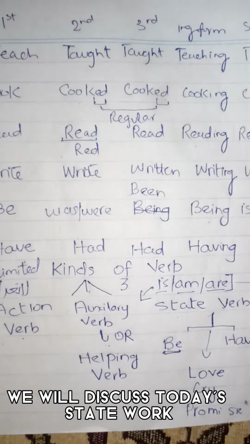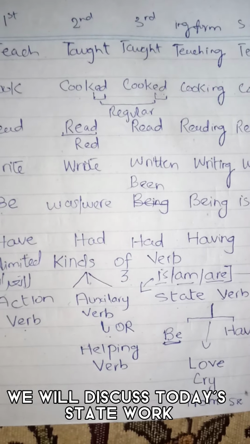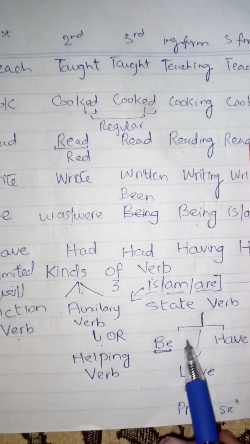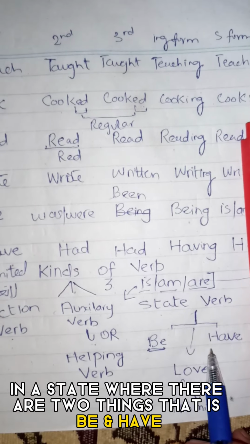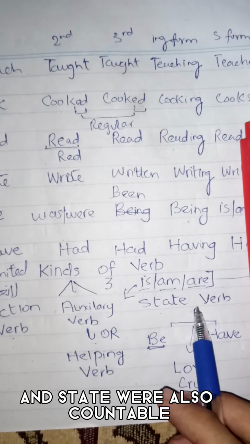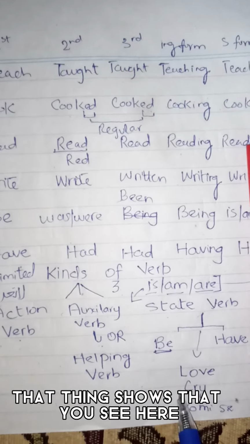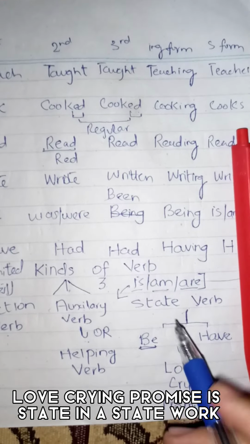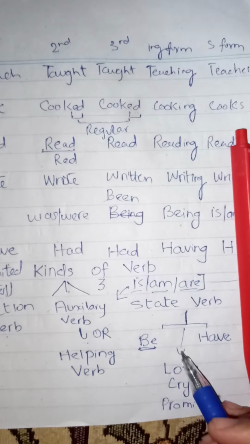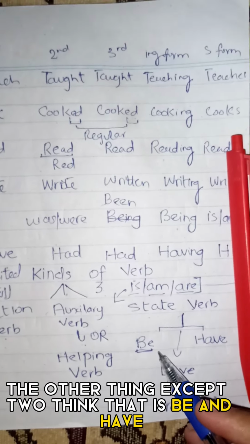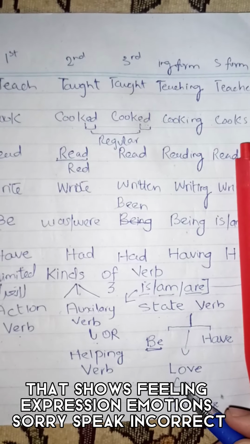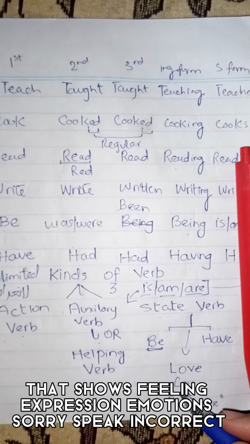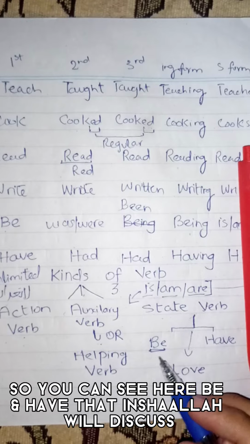We will discuss state verb today. In state verb there are two things, be and have, and state verbs are countable. Other state verbs such as love, cry, promise show feeling, expression, emotion. So you can see here be and have.